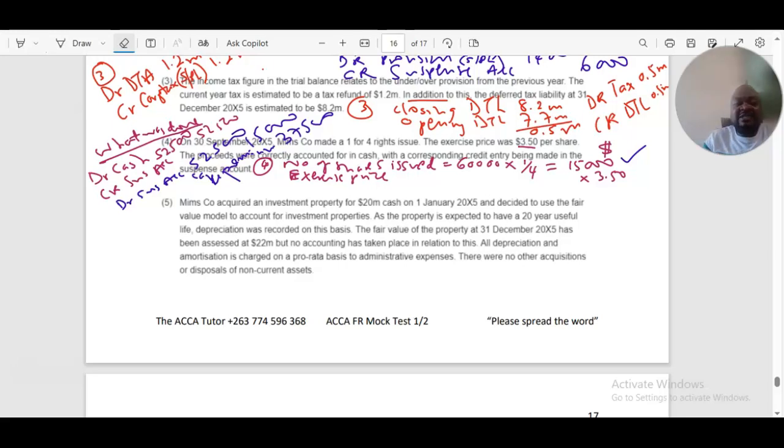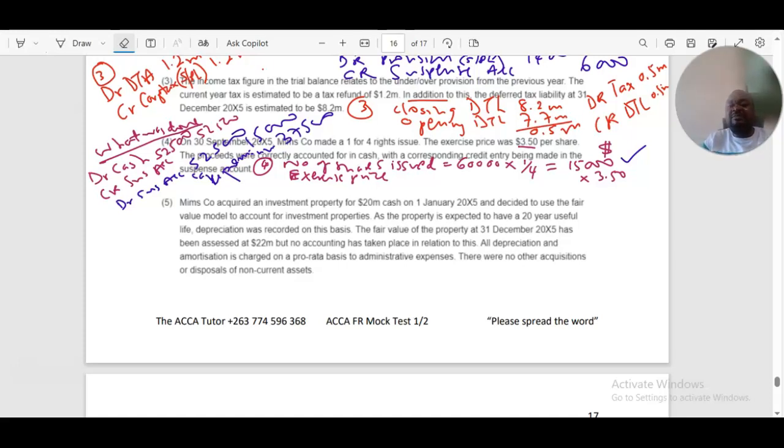Okay, Mims company acquired an investment property for 20 million cash on 1 January 20x5 and decided to use the fair value model to account for investment properties. We have got 2 valuation models which we have to choose: the cost model and the fair value model. Those are the models which you can use, and they were correct in just deciding that.